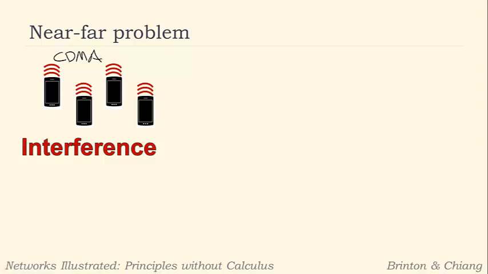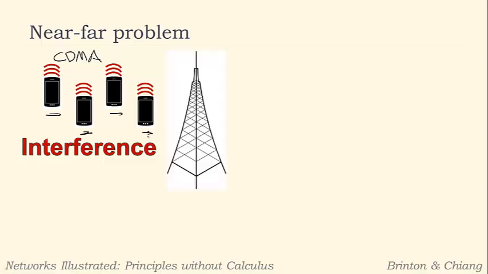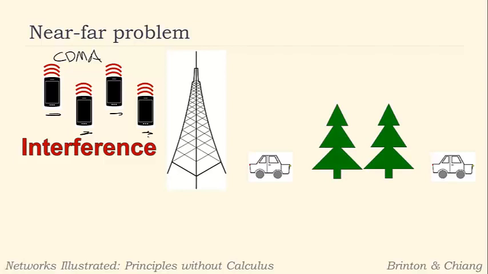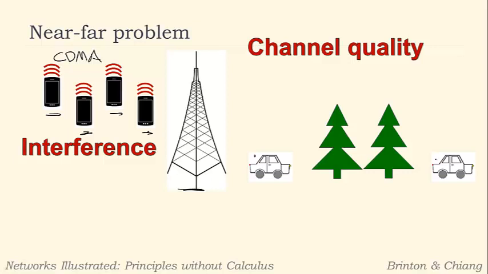Now, in this diagram, we have all these transmitters in very close proximity to one another. But this problem gets exacerbated when we have transmitters that are different distances away from the recipient tower. We could have one transmitter in your car, maybe, and another transmitter that's behind a few trees and much farther away from the cell tower. So we say that this one is going to have much better channel quality than the one over here, because there's trees and a lot more distance in between.